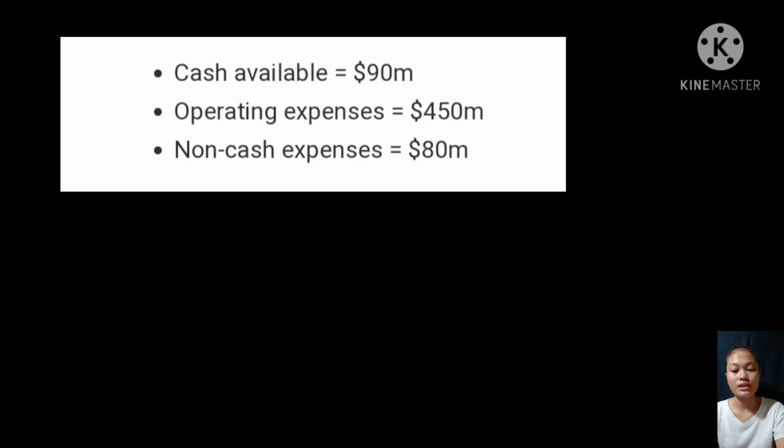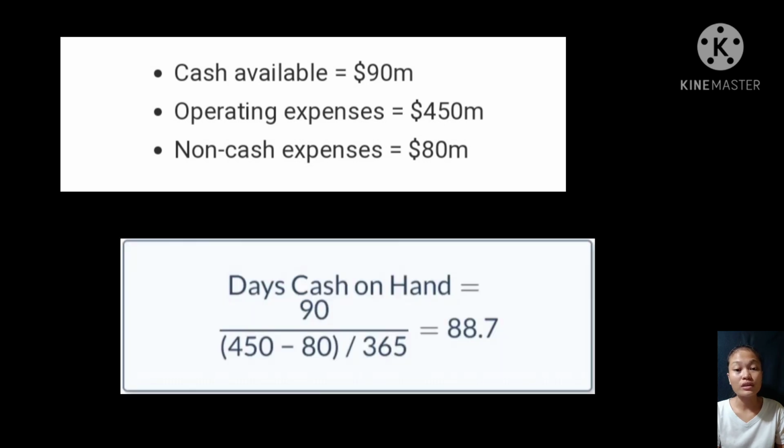The company had $90 million in cash and cash equivalents available. It also had operating expenses of $450 million and a total of $80 million in non-cash or depreciation expenses. Now, let's use our formula. Days cash on hand is equal to 90 divided by (450 minus 80) divided by 365, which is equal to 88.7. In this case, the days cash on hand would be 88.7.